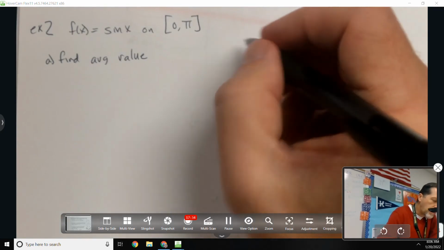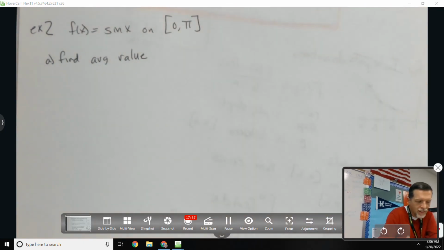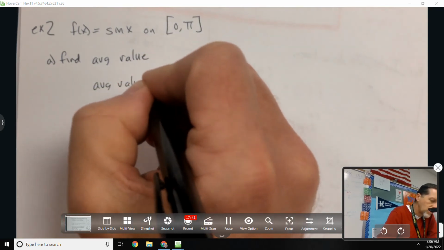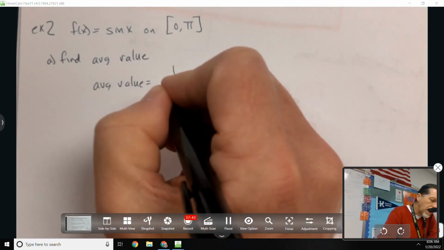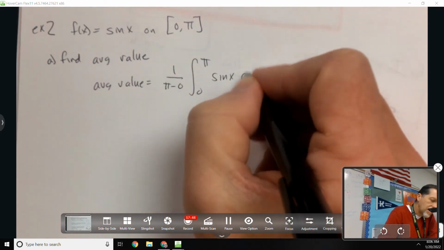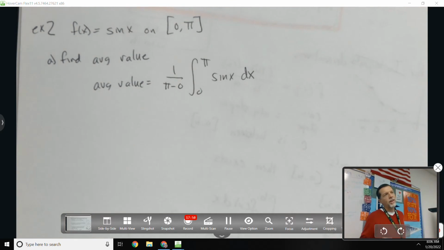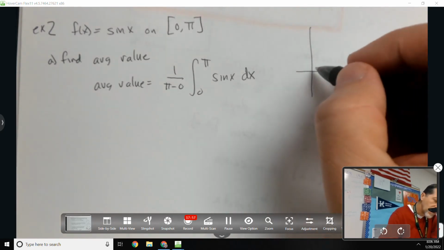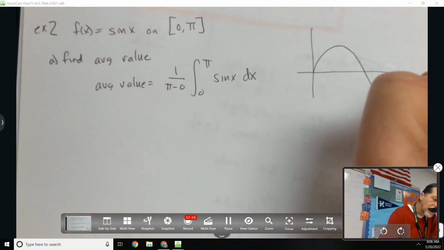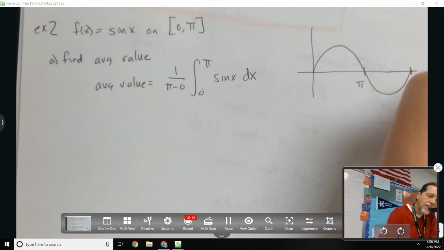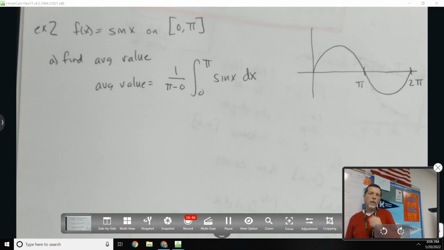Well, a picture is not required, right? I mean, you could just set up the formula. The average value is 1 over pi minus 0, integral from 0 to pi, sine of x dx. That's the average value, which is fine, but I think a picture is helpful. Hopefully you remember what the sine of x looks like. That's what we're doing in pre-cal right now. Those graphs.